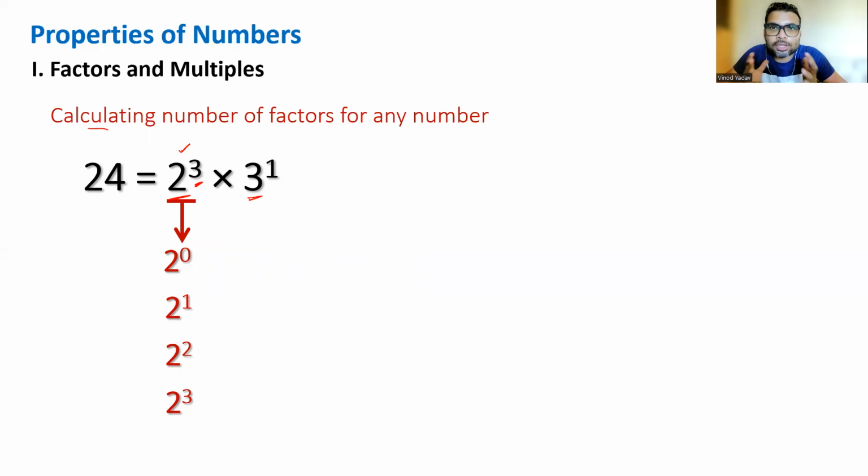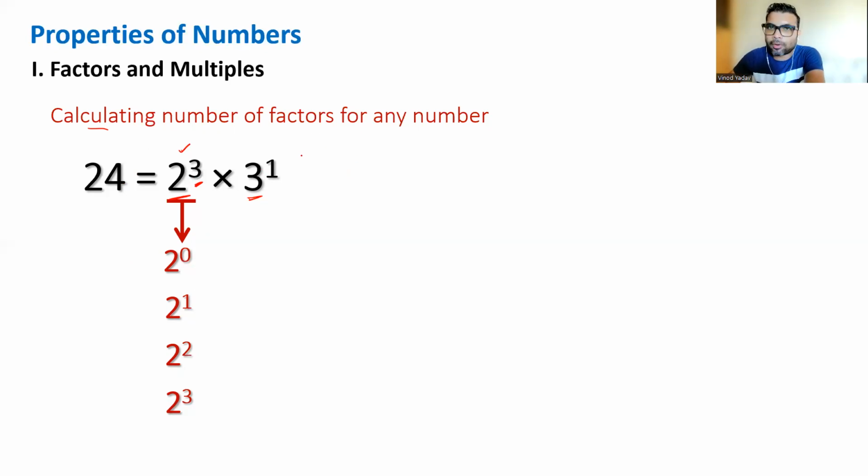So here you have various choices available. Which choices? You can select nothing, that is 2 raised to 0, or you can select any one of them, that is 2 raised to 1, or you can select 2 of them, that is 2 raised to 2, or you can select all 3 of them, isn't it? These are the 4 options available in front of you.